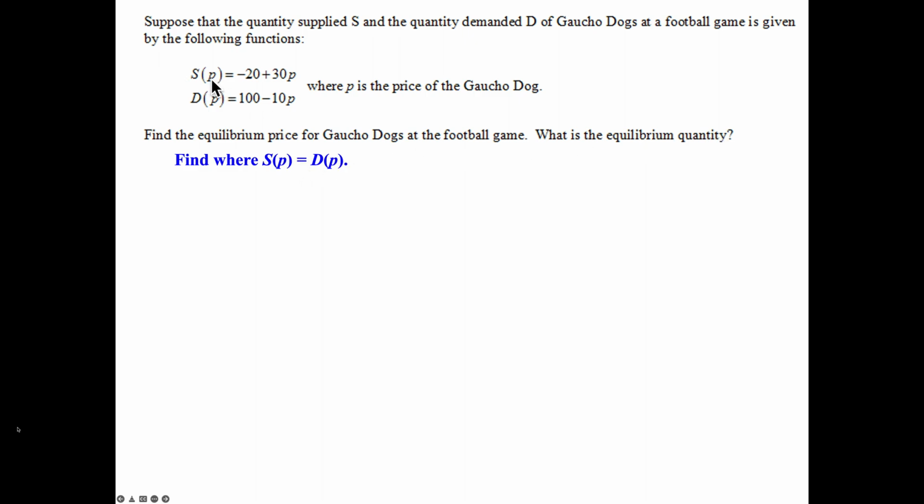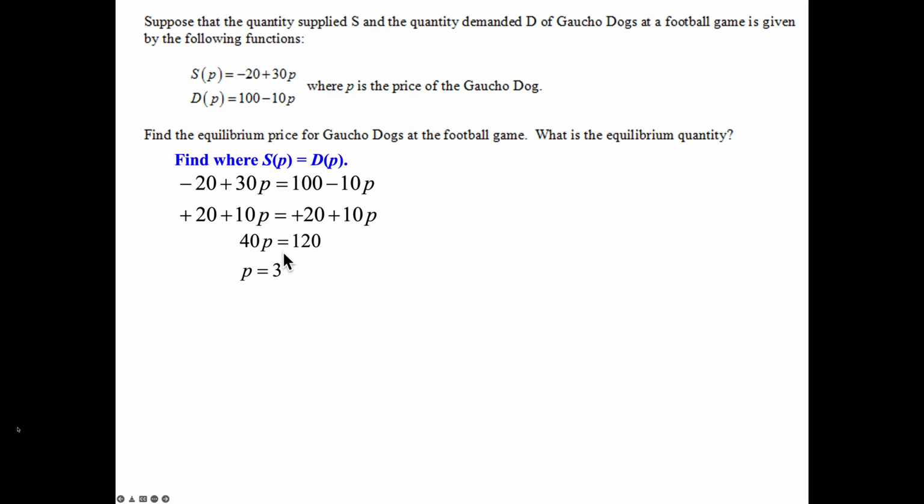So to find the equilibrium price, we have to solve for P by setting these two functions equal to each other. So negative 20 plus 30P is equal to 100 minus 10P. All right, let's start moving terms. Negative 10P, I'm going to add 10P over to the other side. Cancels out. Get rid of the minus 20, add 20 to both sides. I'm going to add that to the 100. So 30P plus 10P is 40P. 100 plus 20 is 120. Divide by 40. The equilibrium price is $3.